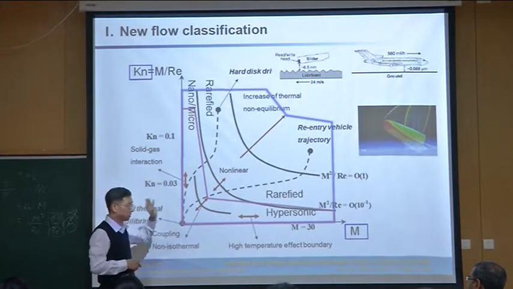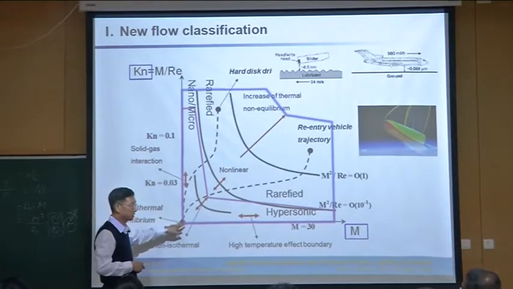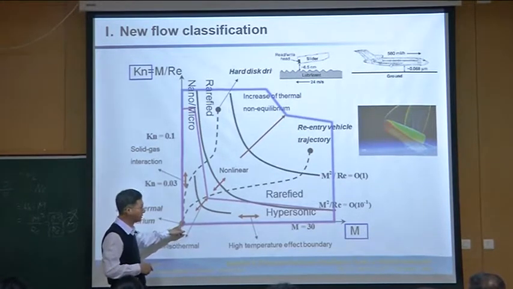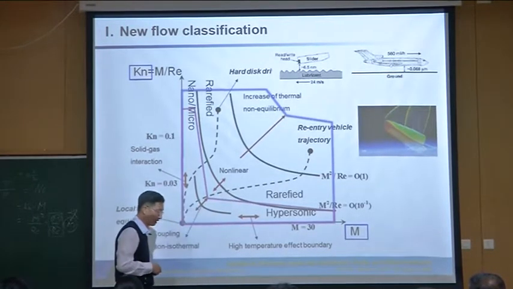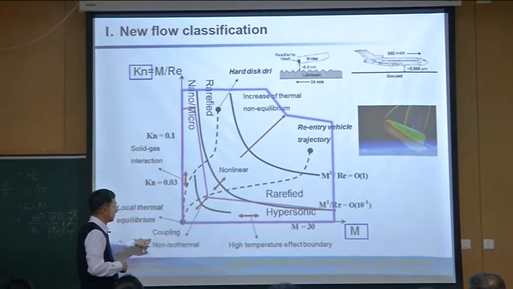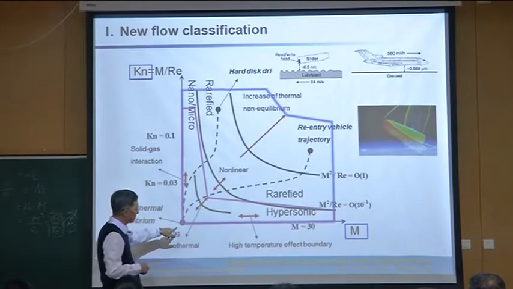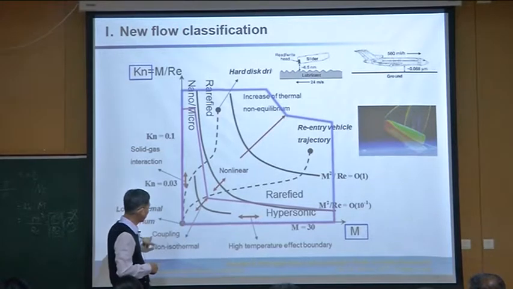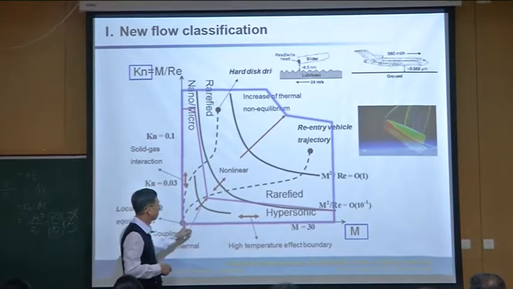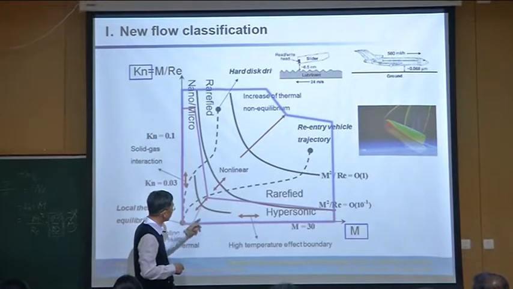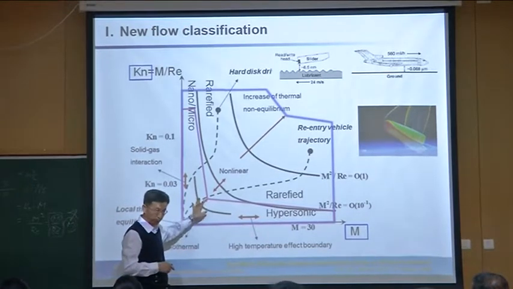The flow has no motion, it is homogeneous equilibrium. Away from this origin, everything becomes non-equilibrium. So the coupling, I say coupling non-isothermal effect. So away from this point, this is what we have.